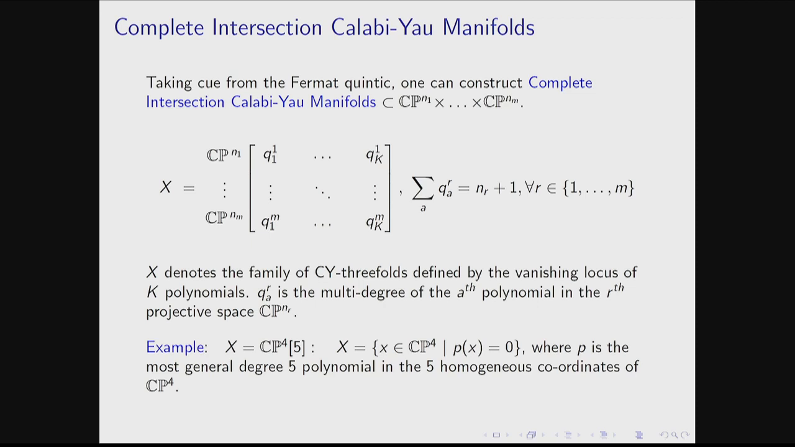Generalizing from the quintic, one arrives at the class of complete intersection Calabi-Yau manifolds, where your ambient space is a product of complex projective spaces, and you come up with a set of k polynomials which are represented by these k columns here. And these Q_ij are the multi-degrees of the polynomials in the various projective spaces. Right.